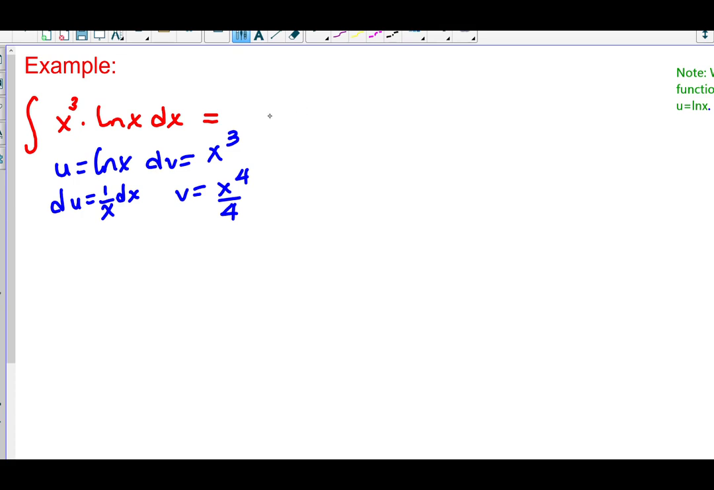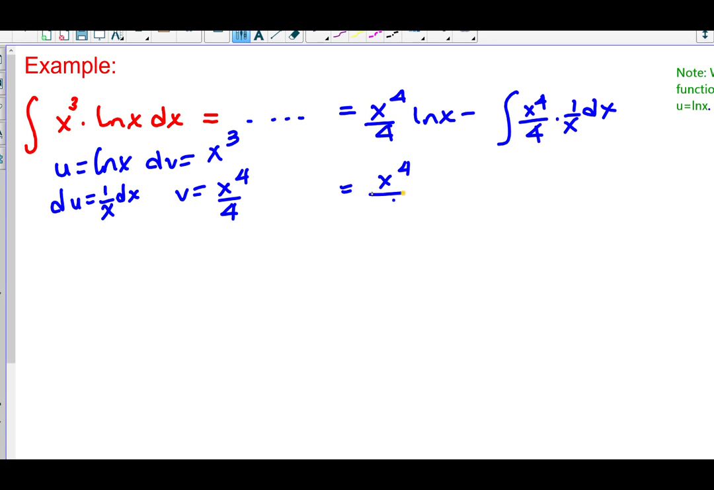equation. So this integral is equal to u times v, the product of x to the 4 over 4 times ln x, minus the integral of v du. So that's 1 over x dx times x to the 4 over 4. So you see what's going to happen here is things actually are going to simplify nicely. So inside that integral, let's go ahead and simplify it a little bit.